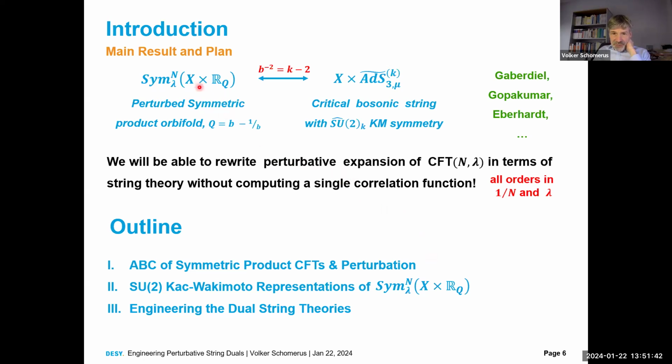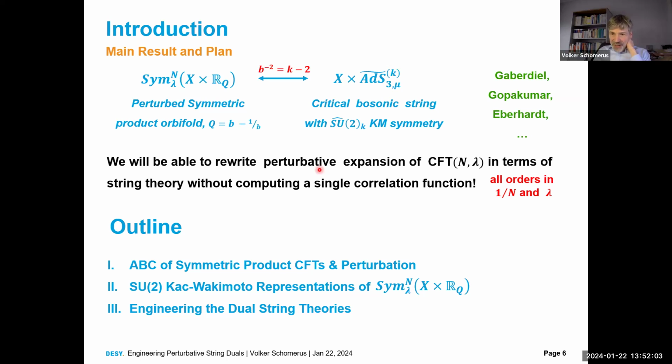The proof here, of course, is not by computing quantities and then comparing them. Of course, there has been a lot of work in that direction, including by many people here in the audience. But I will actually do this relation without computing a single correlation function, okay?